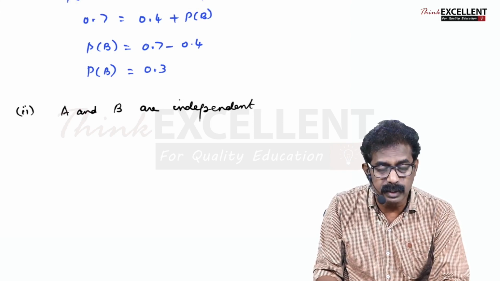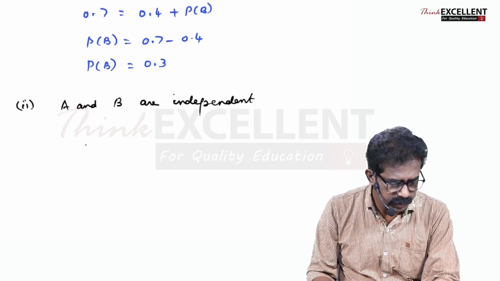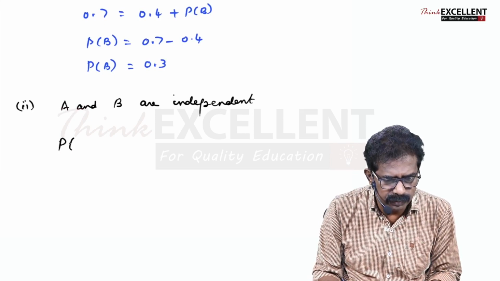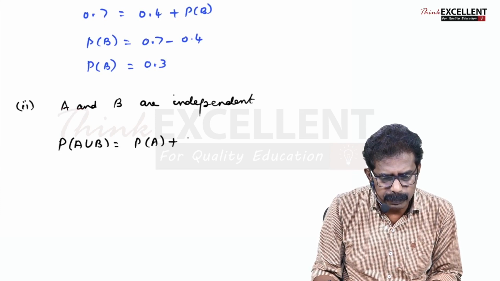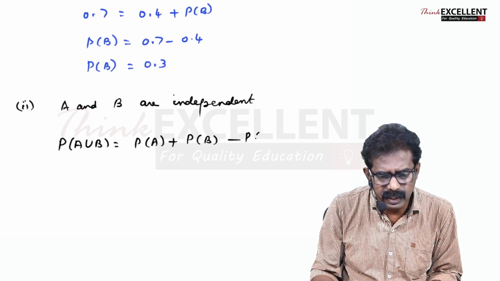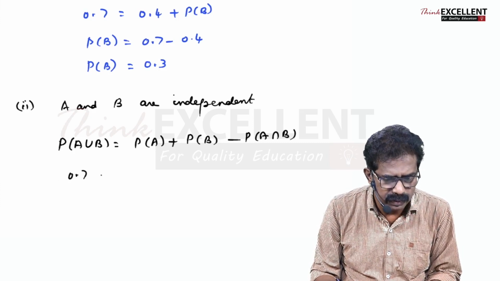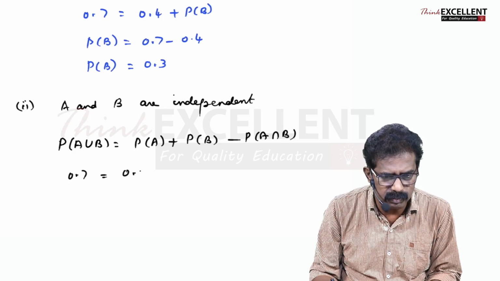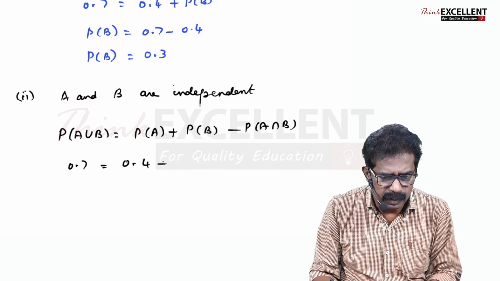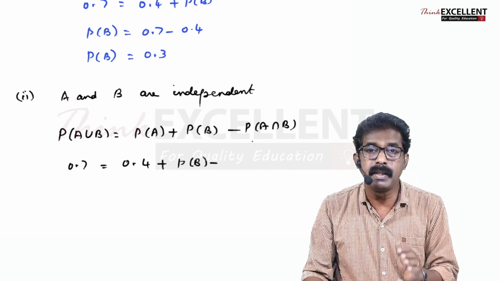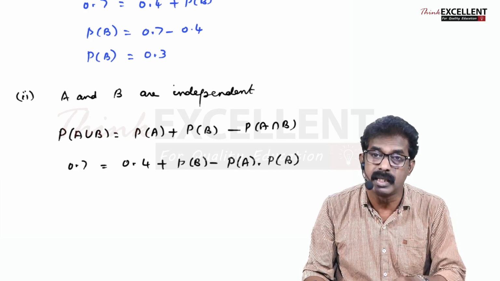You know the condition for independent. P of A intersection B is equal to P of A into P of B, right? So again we start with the addition theorem. P of A union B is equal to P of A plus P of B minus P of A intersection B. P of A union B is 0.7, equal to P of A 0.4, P of B we don't know, minus P of A intersection B, which can be written as P of A into P of B because A and B are independent, right?